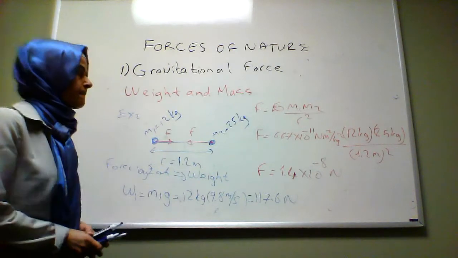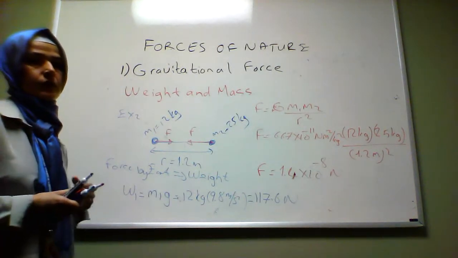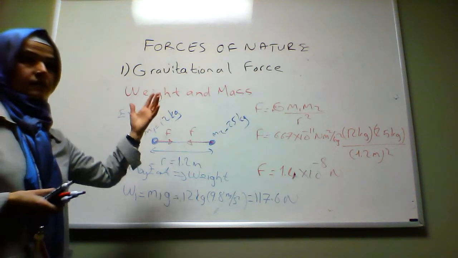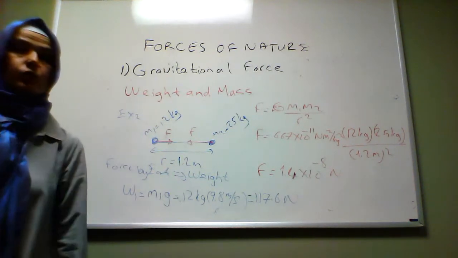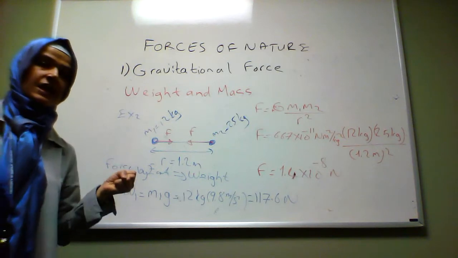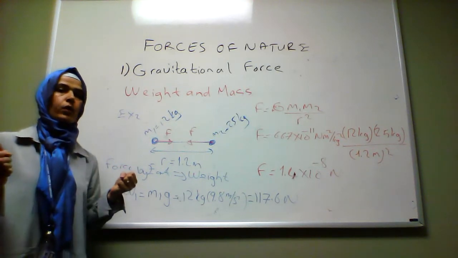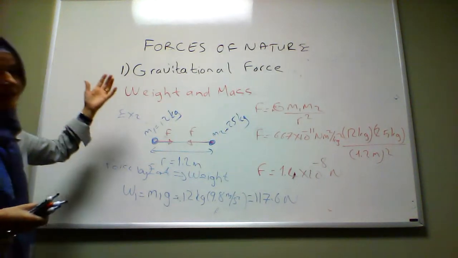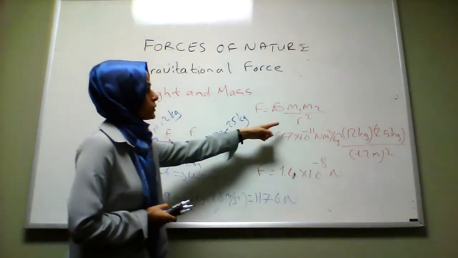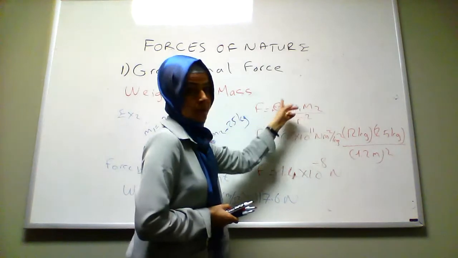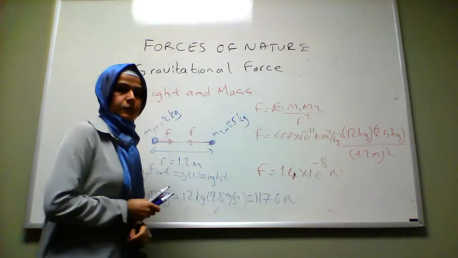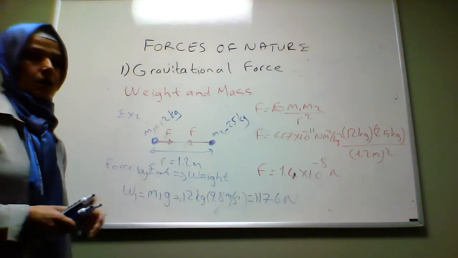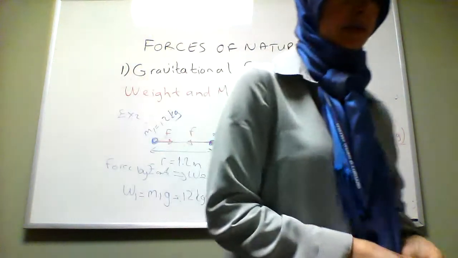This is why we don't feel the gravitational force in between two small objects. But when we go to very large masses, that's the Earth, the sun, the moon, then the force is feelable. The gravitational force is important when we go to large masses, because it's inversely proportional to distance squared and directly proportional to the masses. So this is gravitational force. Weight and mass are related to gravitational force.